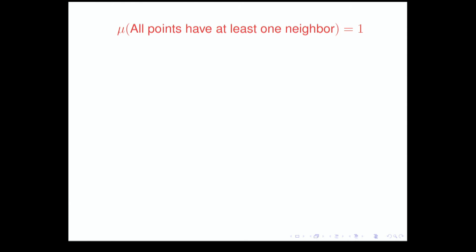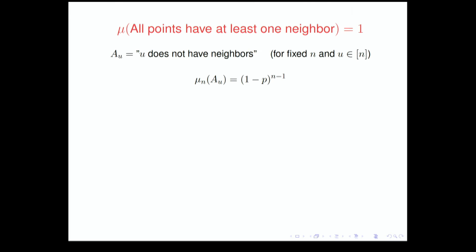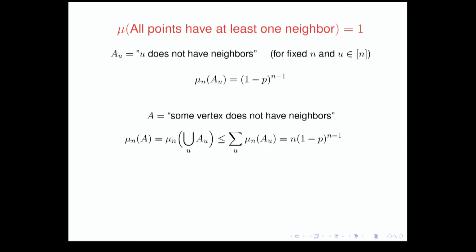Let's compute this very simple probability: all points have at least one neighbor. Let's look at this event. For a fixed n and a fixed vertex u, what is the probability that u doesn't have neighbors? You have n minus 1 candidate neighbors, and for each, the probability of not being a neighbor is 1 minus p, and these are independent events. So this is the probability of u not having any neighbors. Now, some vertex not having neighbors is just a union of these events, and therefore you can bound it by the first moment. So this is n times the same probability. If p is a fixed constant, then this is an exponential function and this is a polynomial function, so this goes to 0. So the probability that some vertex does not have neighbors goes to 0, and the probability that all points have at least one neighbor goes to 1.